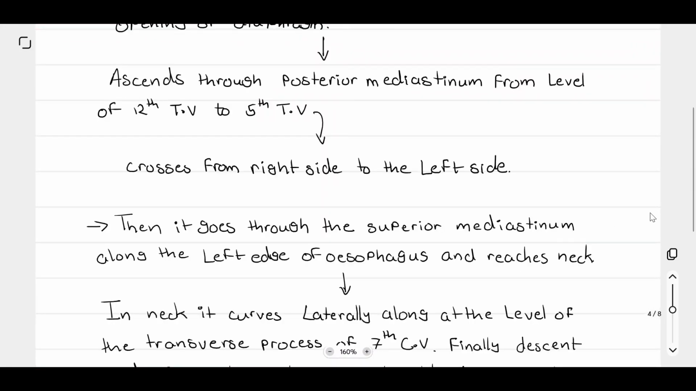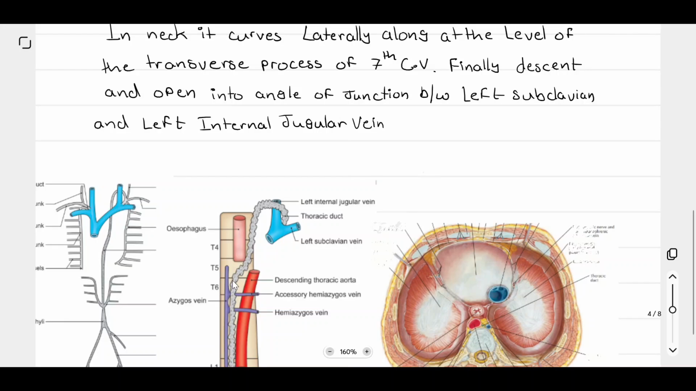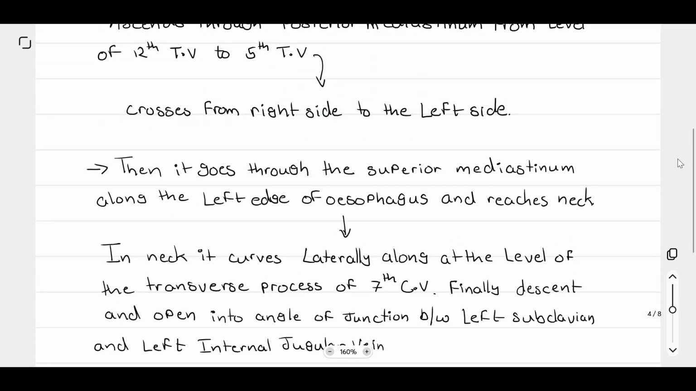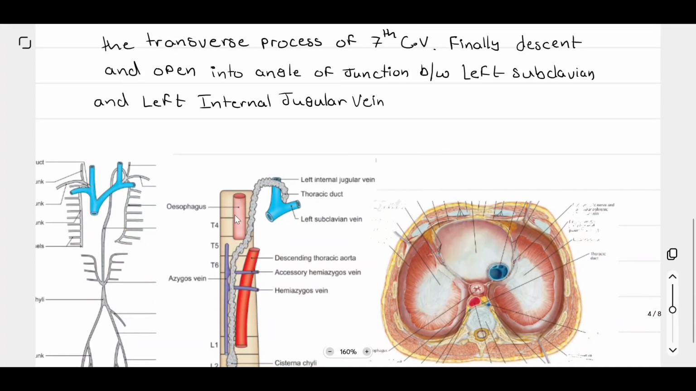Crossing from the right side to the left side, I have this at the 5th thoracic vertebra. It is on the right, then it crosses to go to the left side. Then it goes through the superior mediastinum along the left edge of the esophagus and reaches the neck. So this is what it is saying: it goes into the superior mediastinum along the border of the esophagus and then goes into the neck.